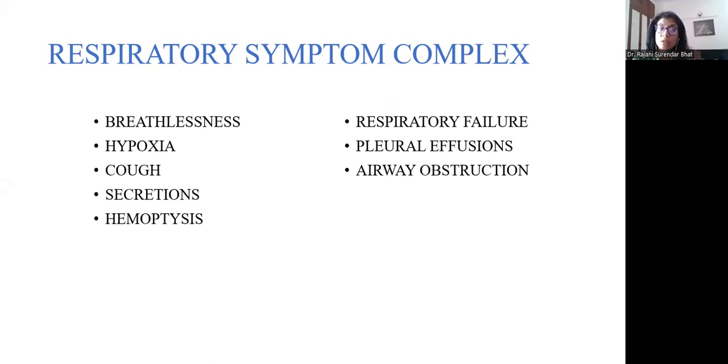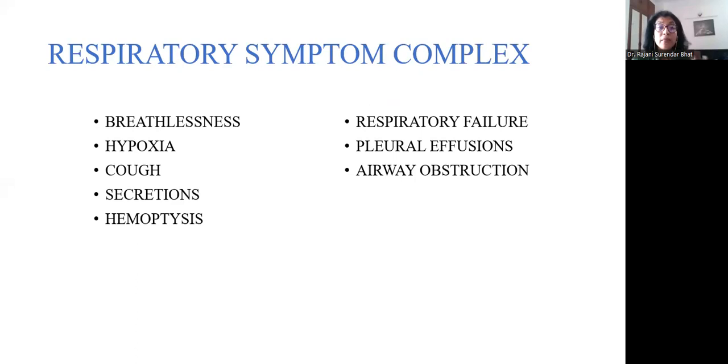Or it could just be that your oxygen level is fine, but you are breathless because of an airway problem. Cough is a very bothersome symptom. It's one of the three most common symptoms for which any patient across the world seeks medical attention. The other thing is secretion.